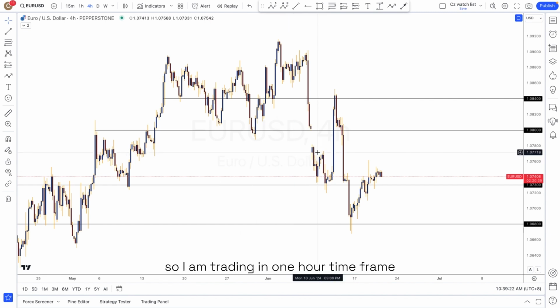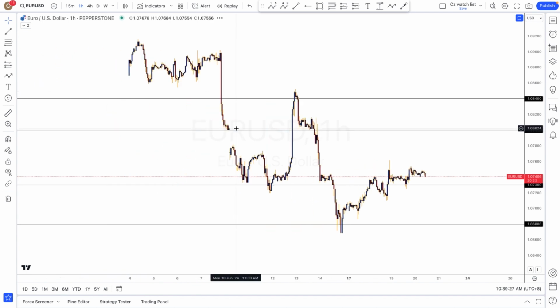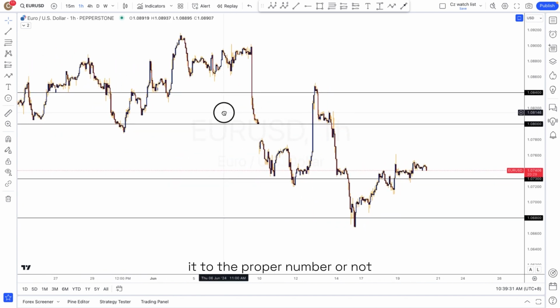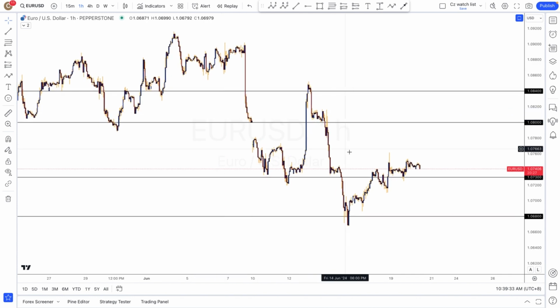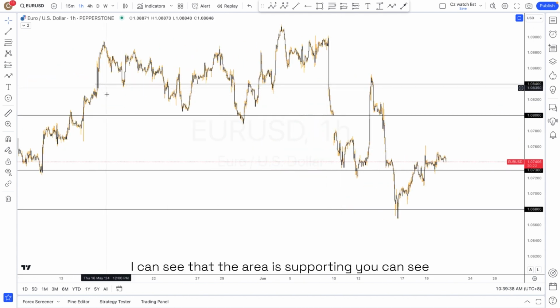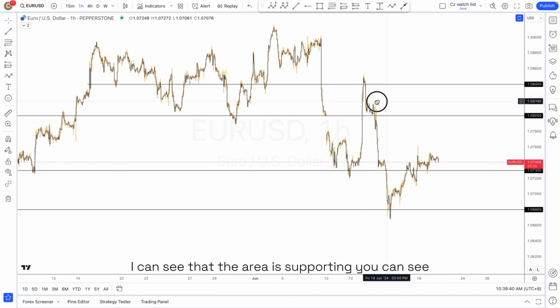So I am trading in the 1-hour time frame. So I will go to the 1-hour time frame to see whether I need to adjust it to the proper number or not. So for me, this is okay. I can see that the arrow is supporting, you can see.